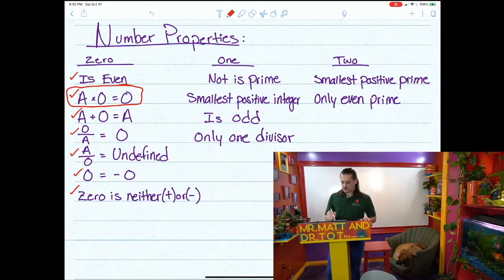So moving on to 1, first of all, 1 is not prime. The definition of a prime number is that it's only divisible by 1 and itself. 1 is itself, and 1 only has one factor, which is 1. So by definition, it doesn't fit the definition of being prime. So 1 is not prime.